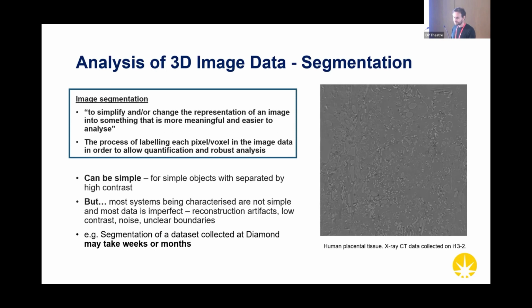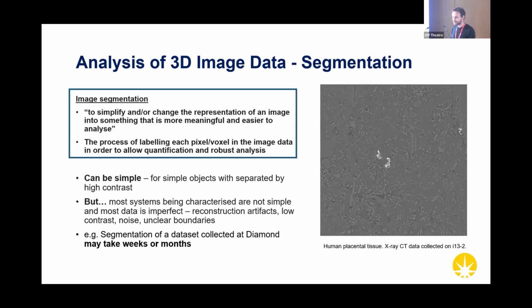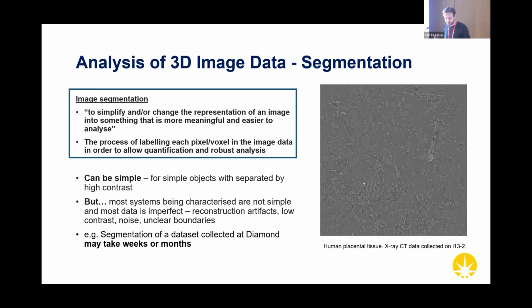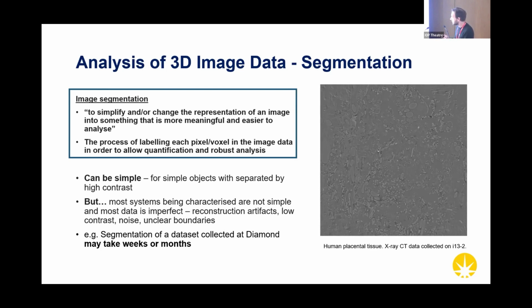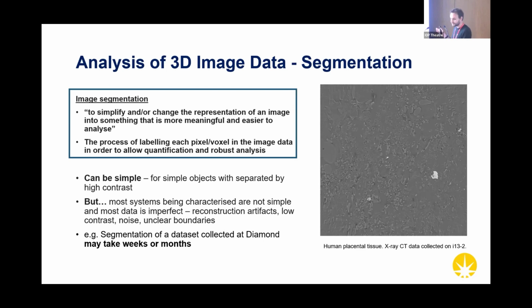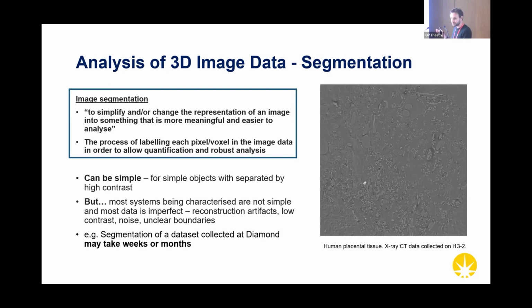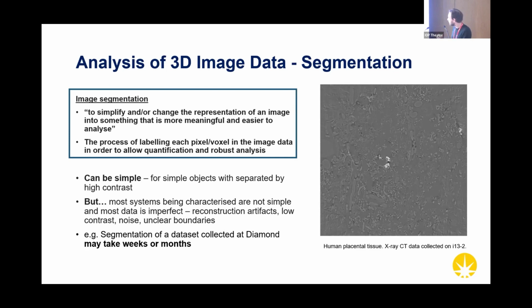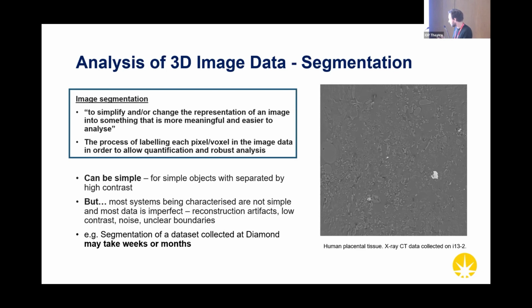I don't probably need to explain what segmentation is to an audience like this. There's a description there if you want to read it. But just to know that it can be simple, but it can also be very complicated. This is a GIF of some data that we collected on the Manchester imaging beamline of human placental tissue.